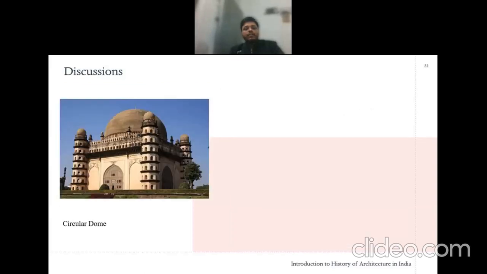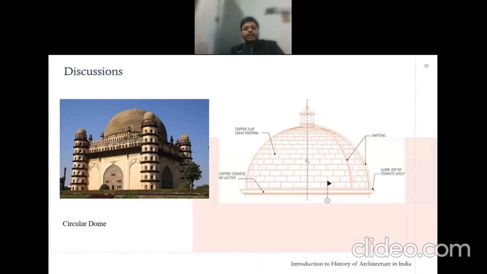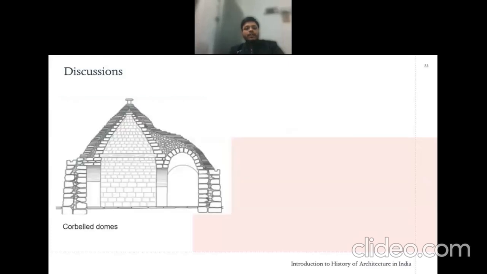Again, coming to circular dome. This is an example of a circular dome, exactly circular, and the upper half portion is called the dome. Okay, so this is the corbelled dome. Corbelled dome means putting together layers of material. Here we can see the layers of the materials put together, decreasing the distances as we go upwards. We decrease the internal gap between the material, and then we can see that it is forming a dome over here.